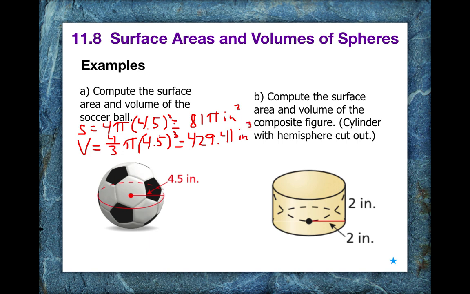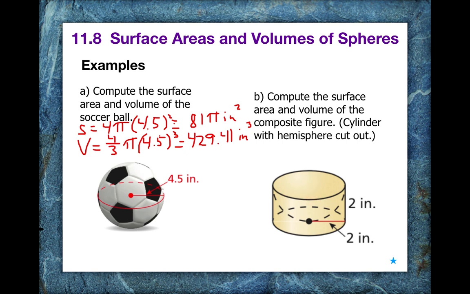The problem on the right-hand side is a cylinder, but it has a hemisphere cut out of the top of it. It's hard to see, but that's what the dotted line is supposed to show, that there's a hemisphere cut out of this top part. And you were to come up with the surface area.